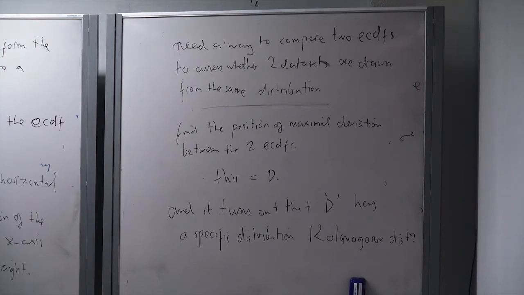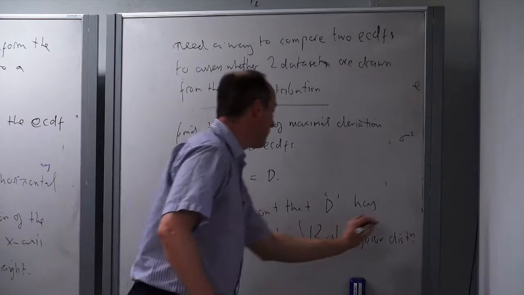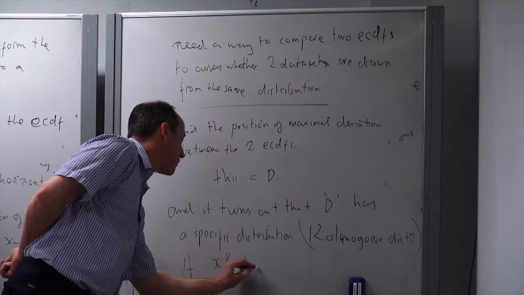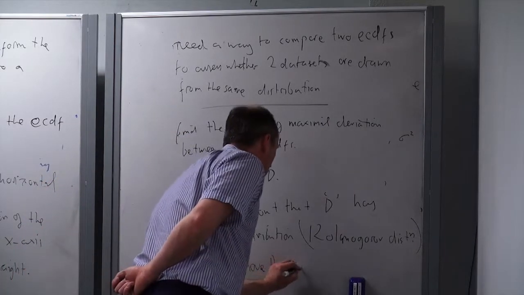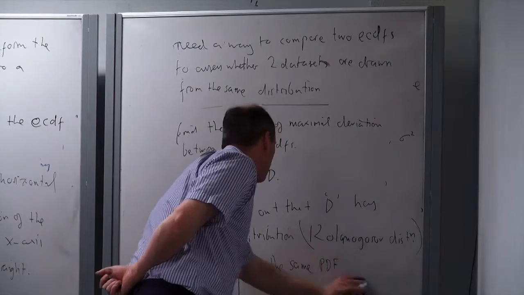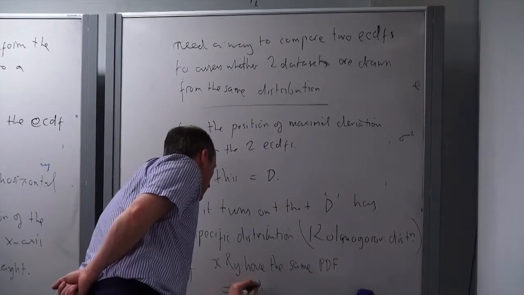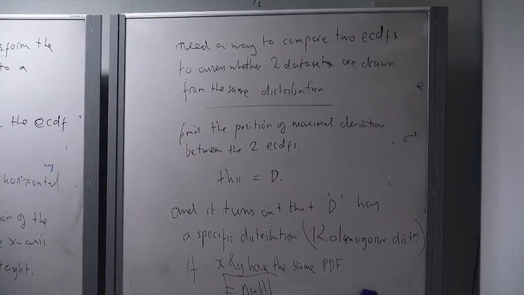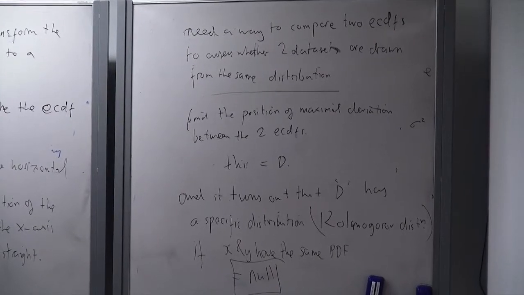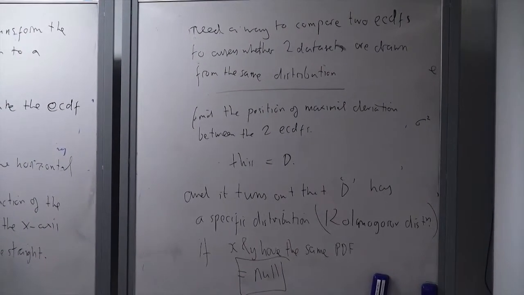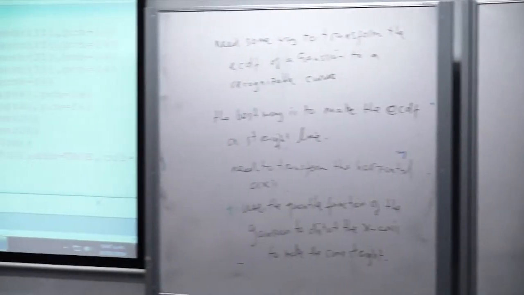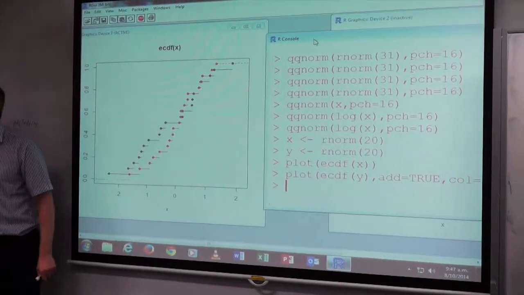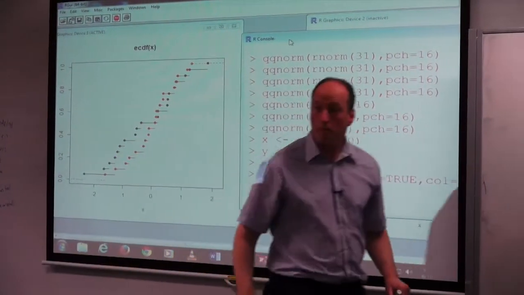No. It's got a specific distribution called the Kolmogorov distribution if x and y have the same distribution, which equals R null. I don't want to go into the details of it. But it should be clear to you that however I distort this x and y axis here, if I squash this and stretch this bit, or apply some weird logarithmic transformation, that D doesn't change. Because it's a maximum.